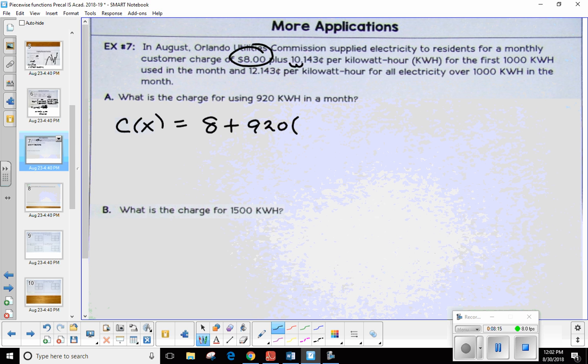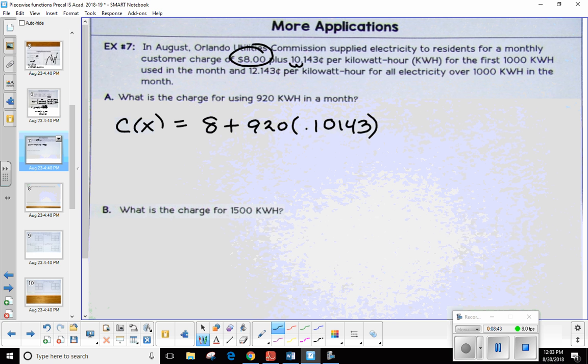And when you're talking about currency, people confuse these a lot. Cent is the value of the penny. Typically we just say pennies to represent the amount, but penny is the name of the coin. So I've got to multiply this by 0.10143. I want to move the decimal over, otherwise this is going to be a huge number.